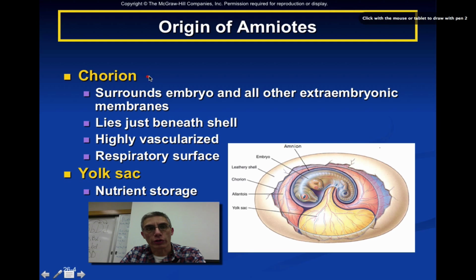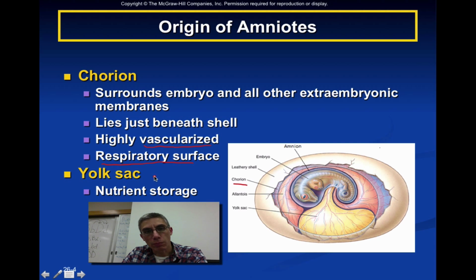And the third membrane that we're going to look at is the chorion. Now the chorion is right about here, right outside of that allantois, and it's going to be used to surround the embryo and pretty much all the other extra embryonic membranes. It's going to lie right beneath the shell. It's going to be very highly vascularized, which means it has a lot of circulatory function, so you'll see a lot of veins and arteries running through this particular membrane. It does have a respiratory surface, so it's going to allow gas exchange between the outside and the inside of that egg.